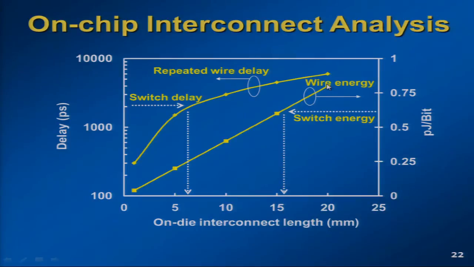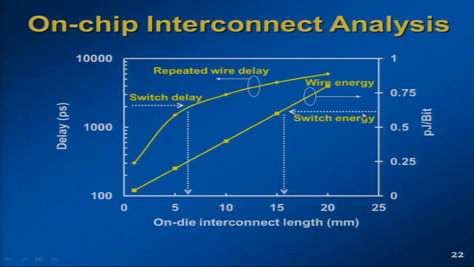When we build networks on a chip, we have a switch or a router on the chip, and that router has a delay. It's a switch delay, which is a constant 1 or 2 nanoseconds. What this shows is that if that delay is 1 or 2 nanoseconds, then from delay considerations it doesn't make any sense to put a router on a chip less than 6 millimeters.